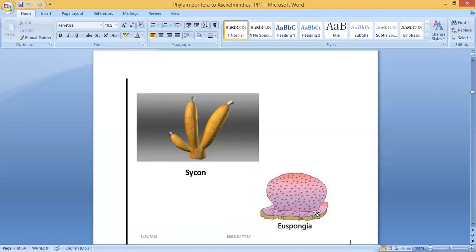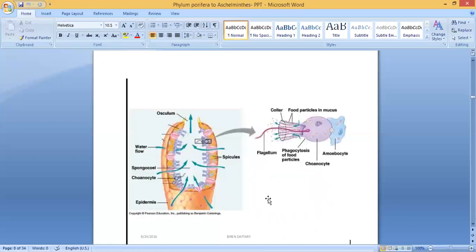Here Euspongia, you can see it's attached to the substratum. I told you some are sedentary in nature. The whole body is covered with small pores or openings. This structure I already told. Through this osculum the water goes out. These are ostia, through which water comes inside. The outermost layer is the epidermis. Then these are the choanocytes with flagella, which trap food and also help the flow of the water current.